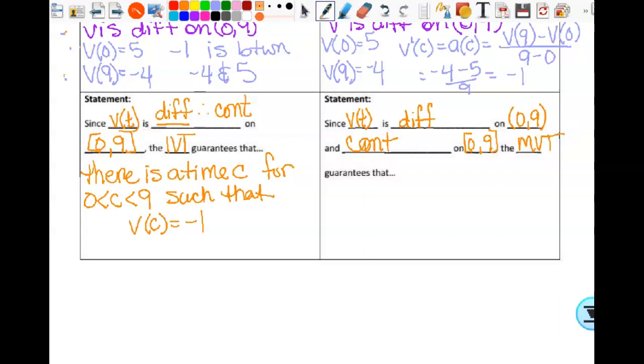See if you can finish this up. Guarantees that there is a time. Where are you getting your words from? The question.